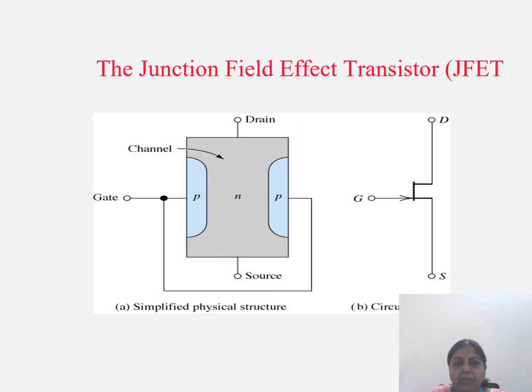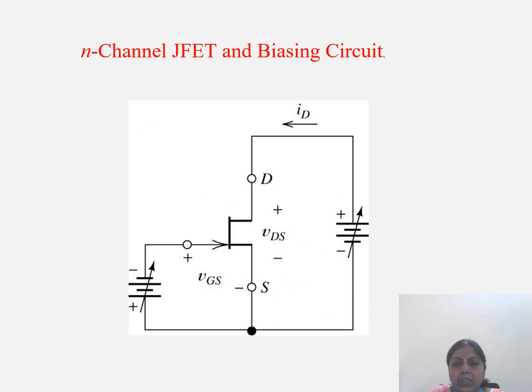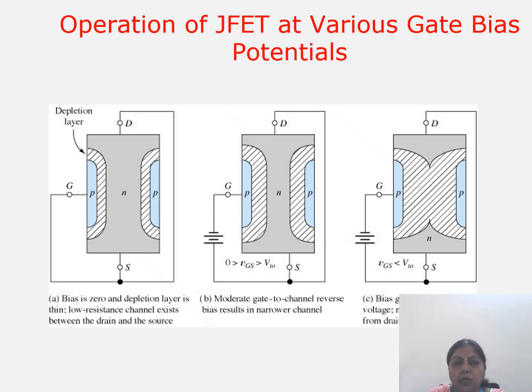This is the symbol for the N channel FET. These are the symbols for the N channel and P channel JFET. So this is how biasing is applied, and how the drain current is controlled by the gate-source voltage, and how the depletion layer width increases because of the reverse bias gate-source voltage.